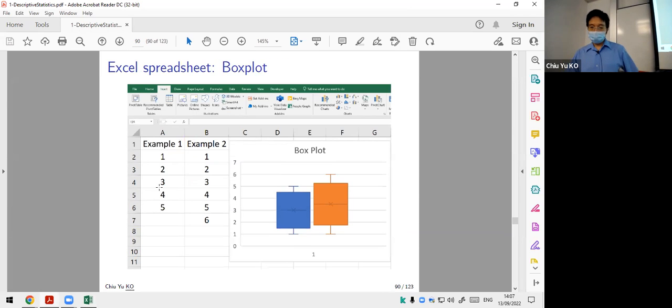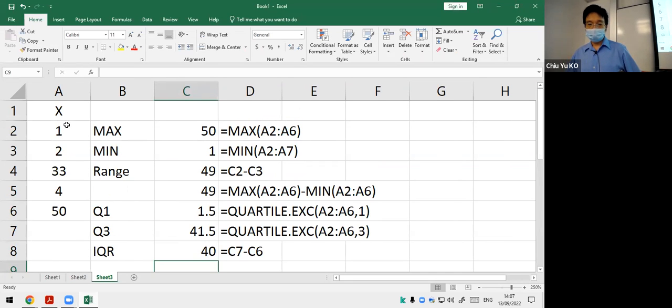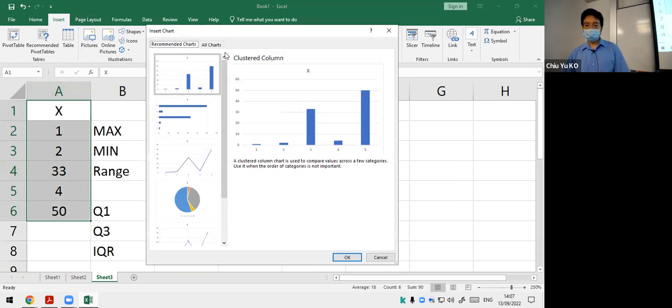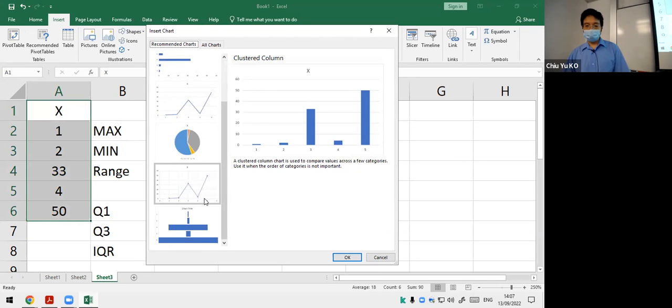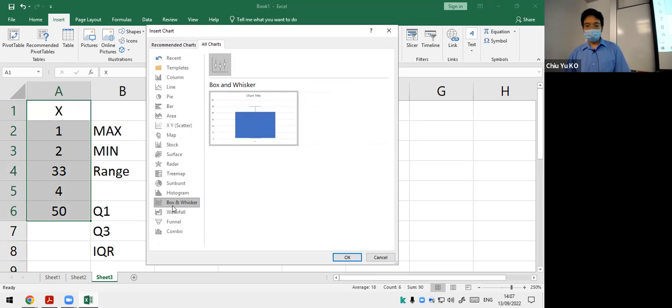So box plot, I think I can just show it quickly. We need to plot it in Excel. Very simple. Insert here, highlight the data you want to plot, and go to Recommended Charts. Usually they'll give you the chart you want, but in this case not. Go to Box and Whisker. This gives you the answer.